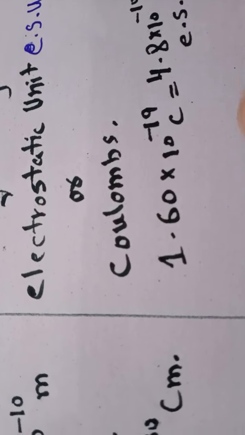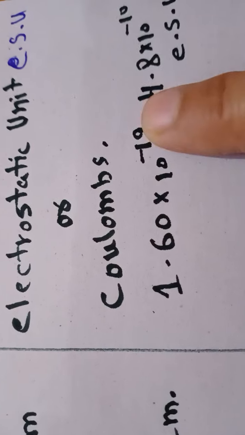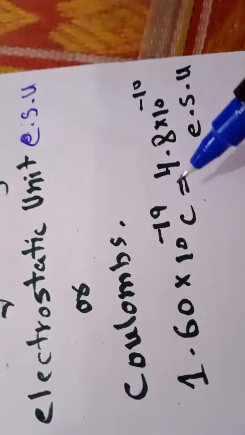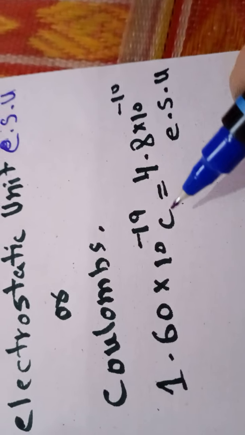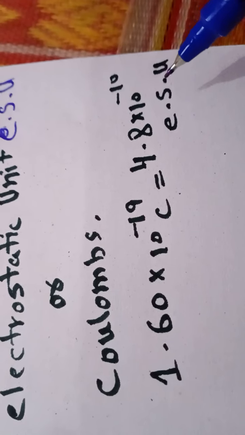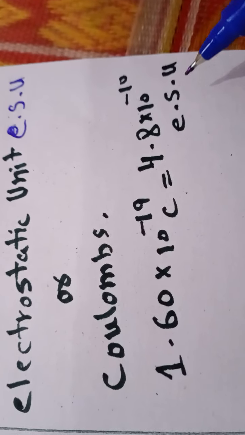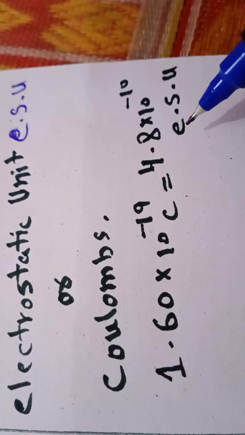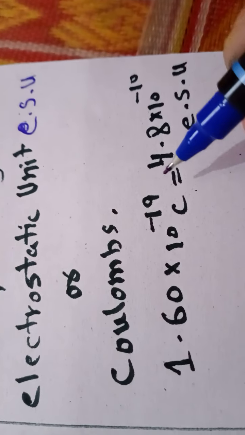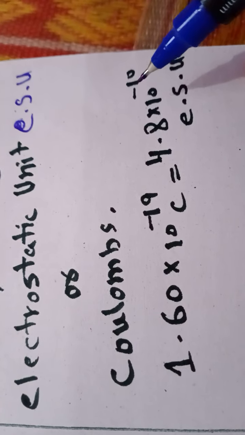coulombs. As we know, the charge on the electron is 1.6 into 10 raised to power minus 19 coulombs, and it is equal to, we have to compare these two units because we are going to calculate the dipole moment with coulombs as well as with ESU. What is ESU? E stands for electro, S for static, and U for unit, electrostatic unit, which is equal to 4.8 into 10 raised to power minus 10.